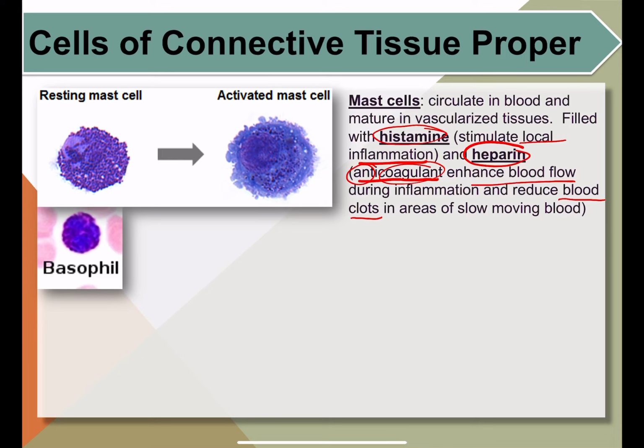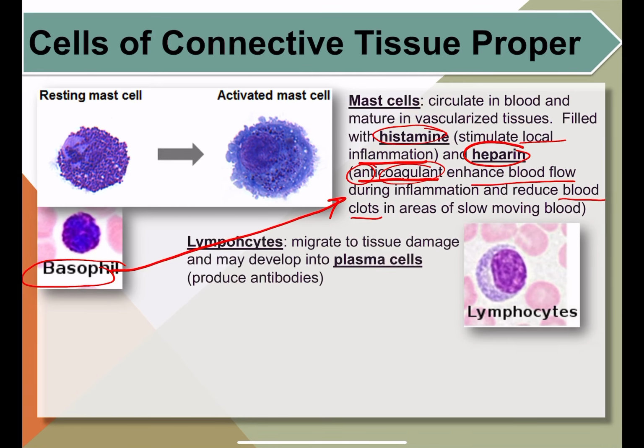Okay. So basophil is another type of immune cell that performs similar functions as mast cells. They also release histamine and heparin. That's why I didn't include a definition of basophil, but that doesn't mean they don't exist. They just have the same function as mast cells.